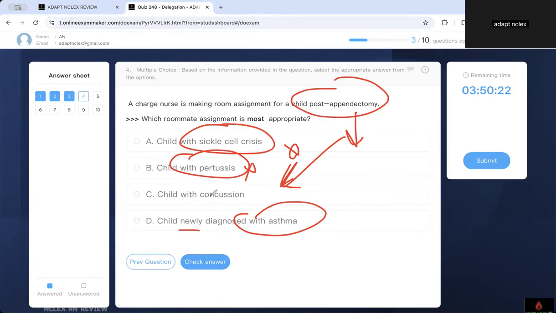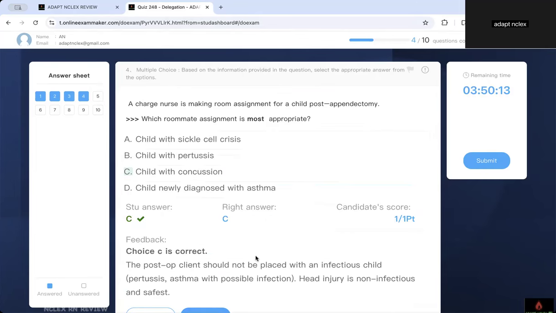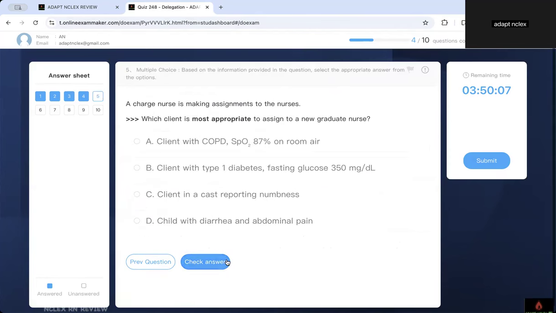The patient who has a concussion is okay. He has nothing, no problem. Therefore, you're going to be with that patient. Good luck, appendicitis patient. So that's the way to think about it. This is the safest. Always think about safety.